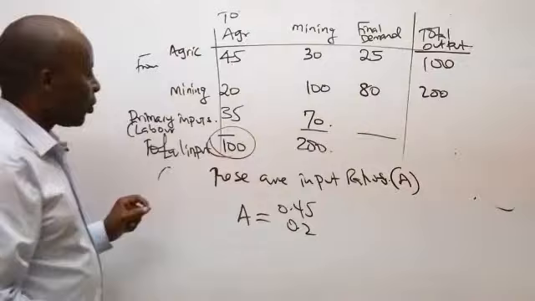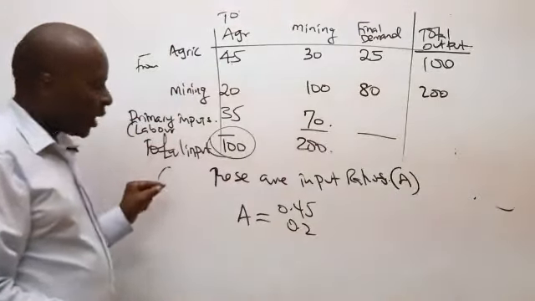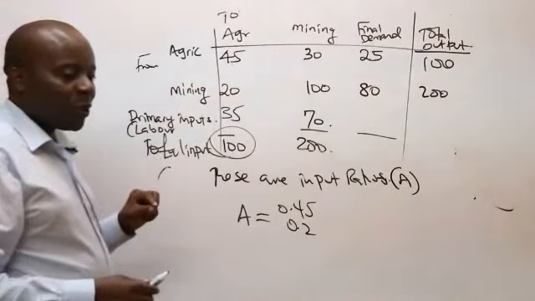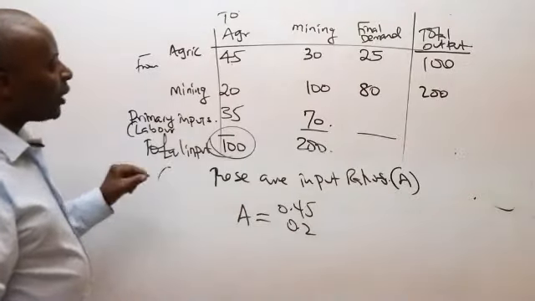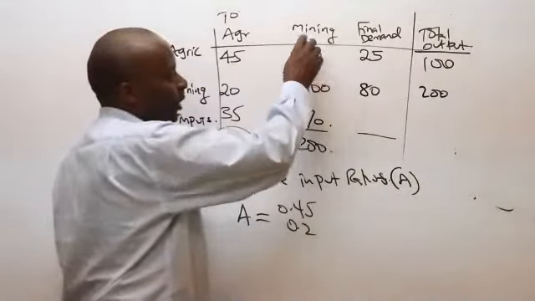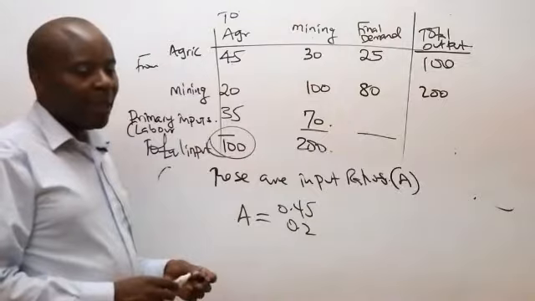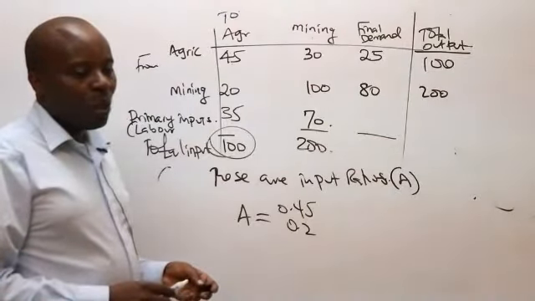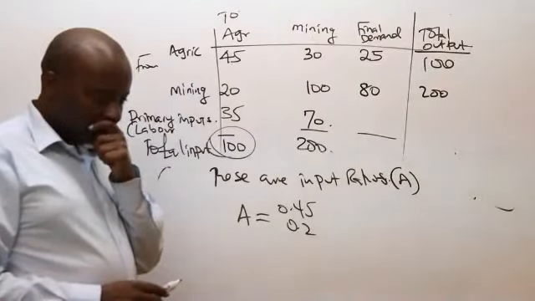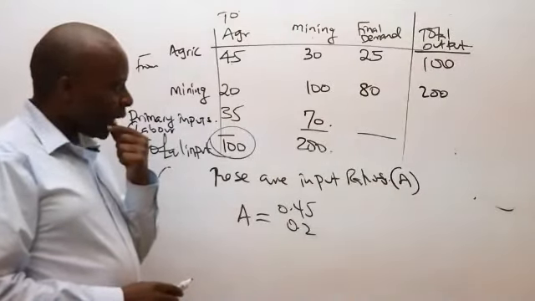Remember, in input ratios, we only capture information about sectors. We can't have an input ratio of the primary inputs. So it is only between sectors alone. How about the input ratios of mining, if you're following? What will the input ratio of mining be, somebody? Just try. 0.3 and 0.1.